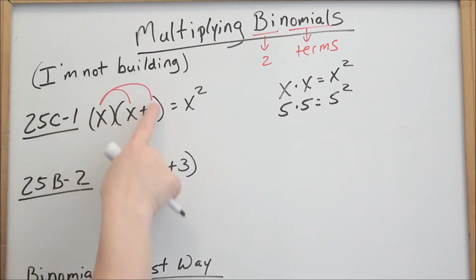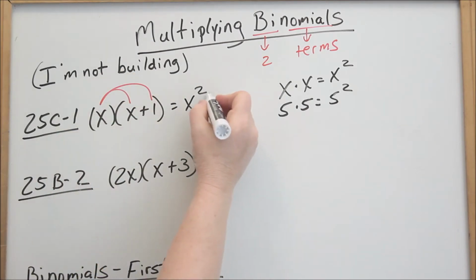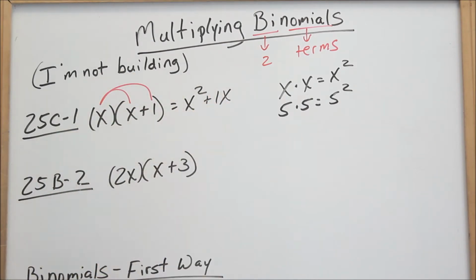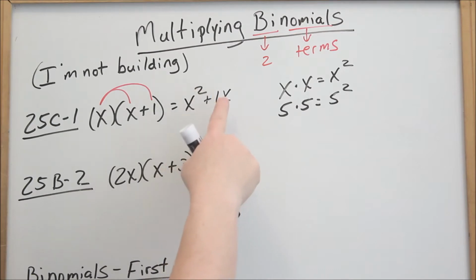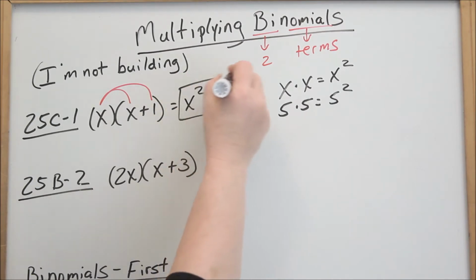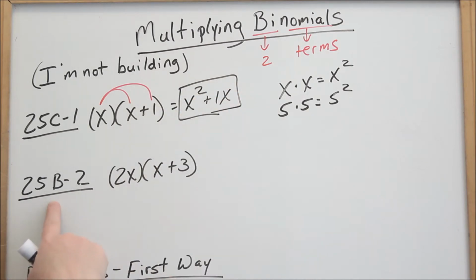Then when you do x times a positive 1, that would be positive 1x. You can't add x squares to x's. You can only add x squares to other x squares, and you can only add x's to other x's. So this is your final answer. Now, look at 25B number 2.